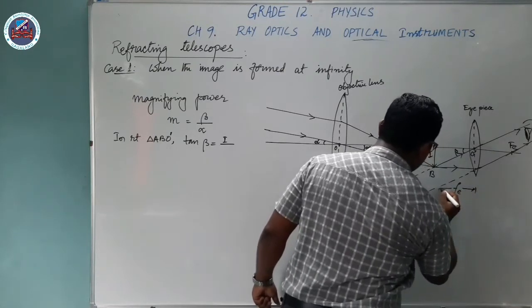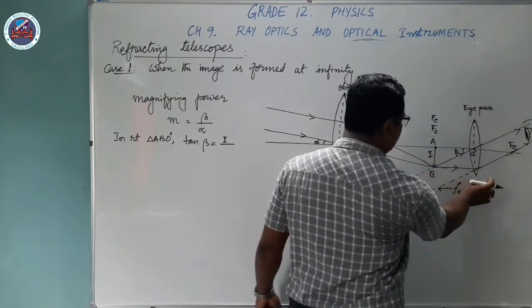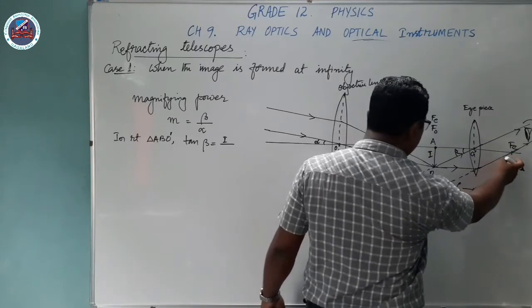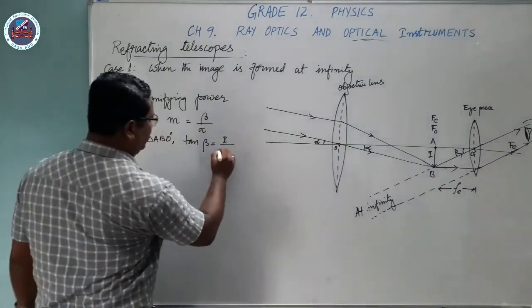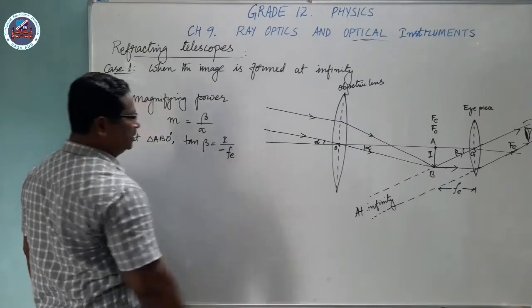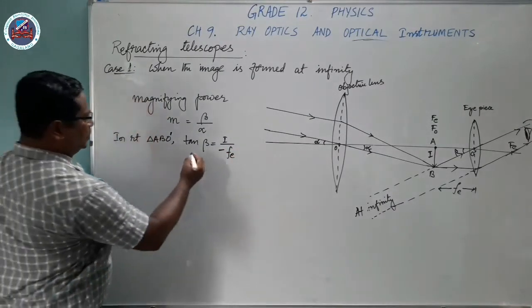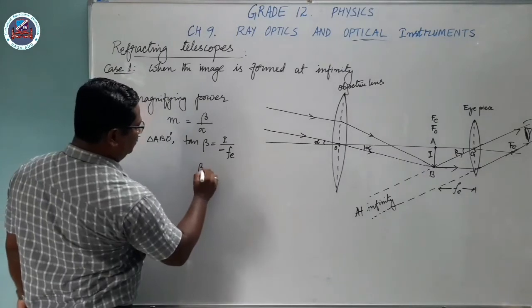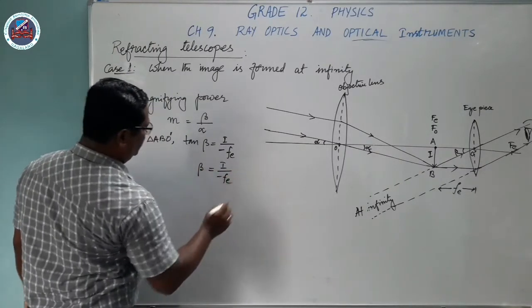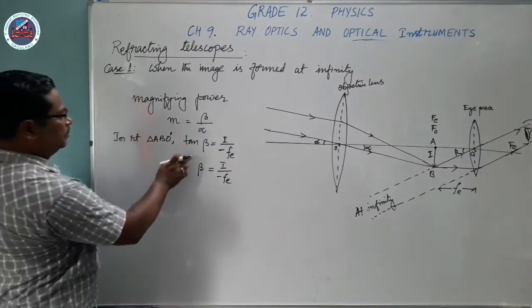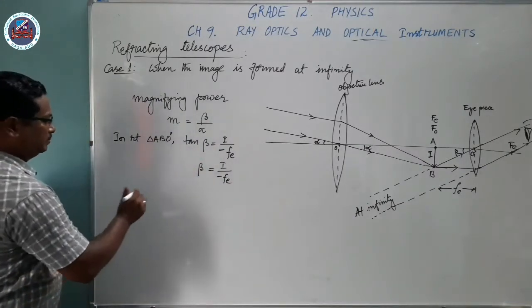And generally we don't take this first focus when you discuss lens. We take the second focus. But as it is towards our left, we'll take it as minus Fe. So from here we can get beta as I by minus Fe. When angles are very small, then tan beta we take as beta.